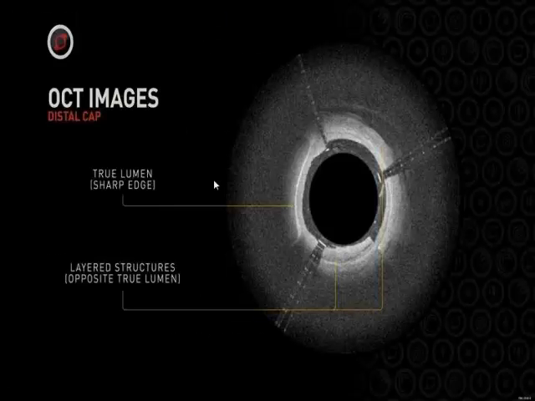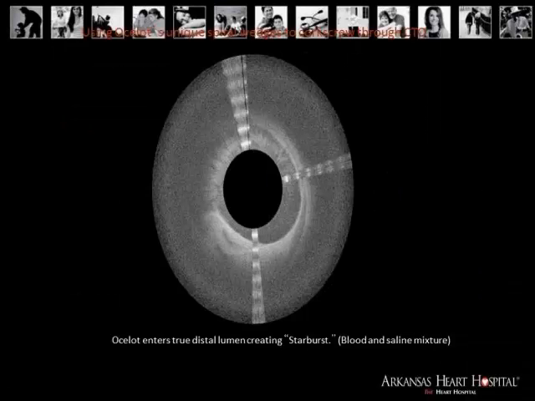Once we arrive at the distal cap, again, we see that there is a bright concentric appearance around the catheter, and often we can identify the true lumen of the distal cap. Here the positioning is towards the true lumen and away from the layered structures, and allows us to re-enter into the distal segment of the vessel that is patent.